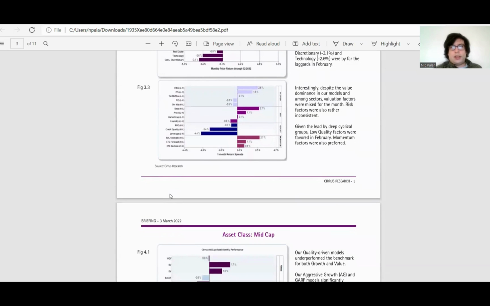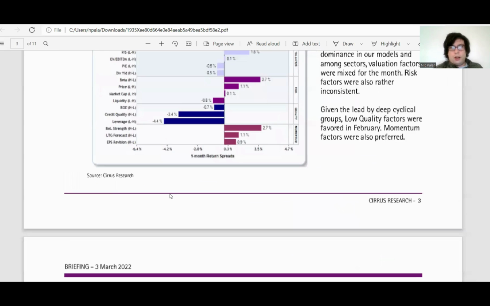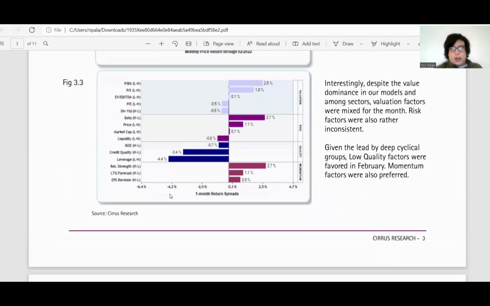And then finally, what we have here are the factor spreads. So this is looking at both tails of a factor. For example, taking the very top one, this is a low price to book minus high price to book. You can see that for February, low price to book outperformed high price to book by 2.5%, indicating that valuation metric outperformed.